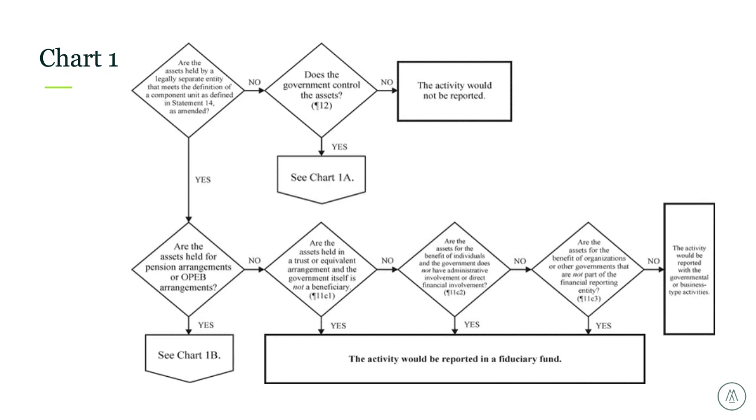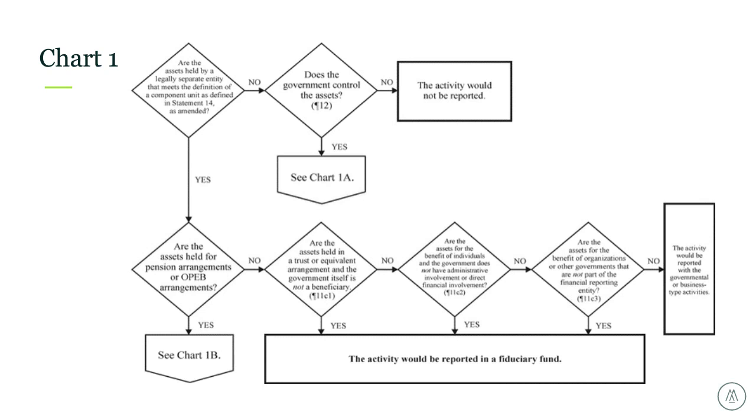If you go back up to the top of the chart, though, this is an important piece to point out: if you're dealing with assets that are not held by a component unit, you need to determine if the government controls those assets. And then if they do control the assets, we'll go through chart 1A. And then if they don't control the assets, that is an instance when that activity would not be reported in your financial statements.